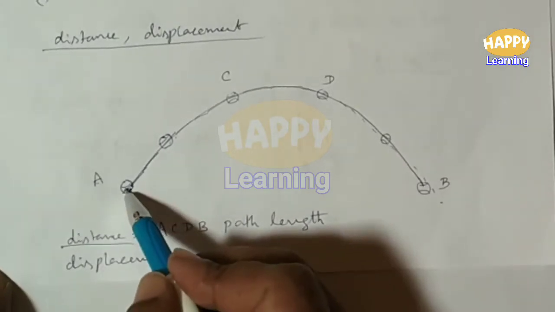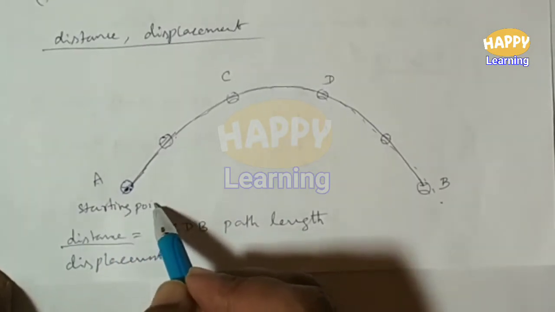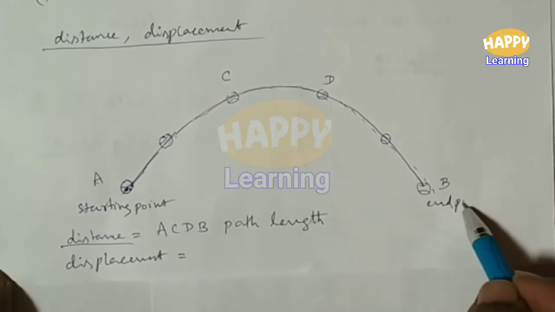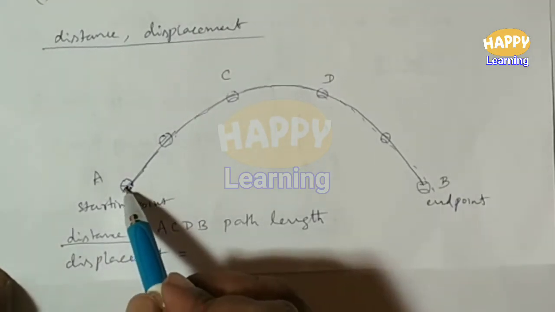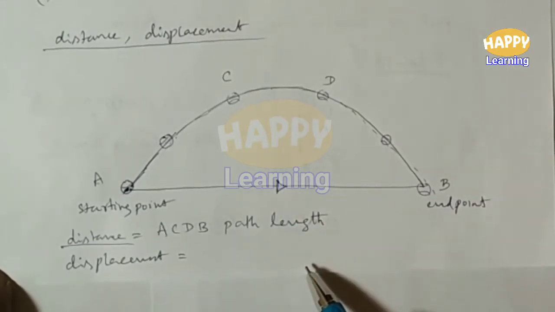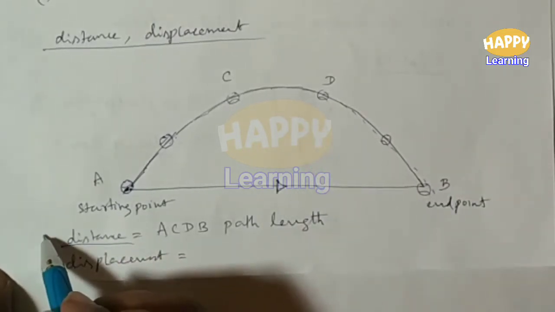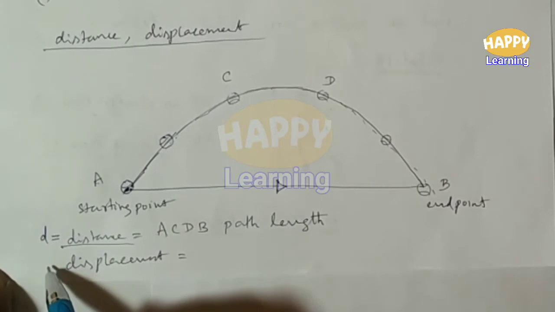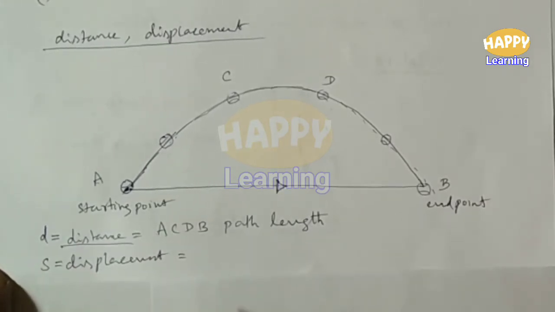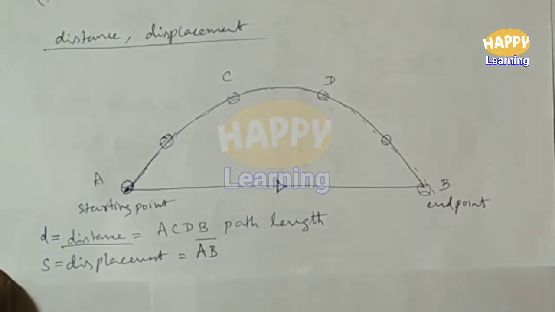Displacement is the shortest distance between the starting point and the ending point. That is A and B in this example. Starting point A and end point B, the straight distance from A to B is the displacement. Distance is represented by the symbol D, displacement is represented by the symbol S. Here displacement is equal to AB and its direction is from A towards B.